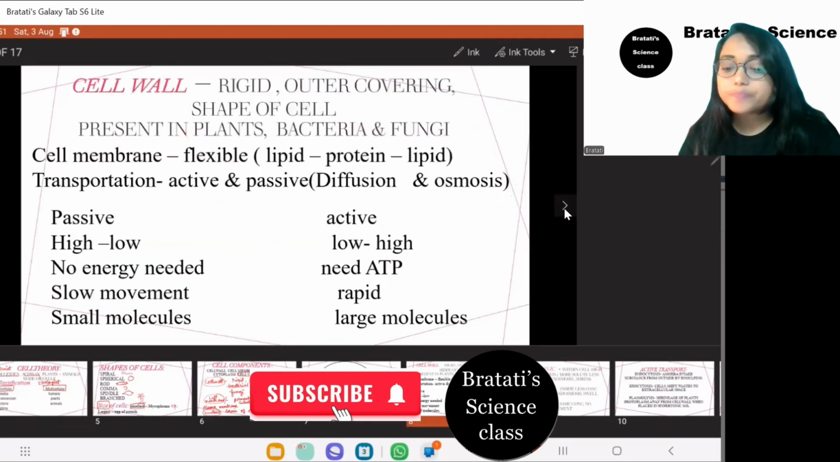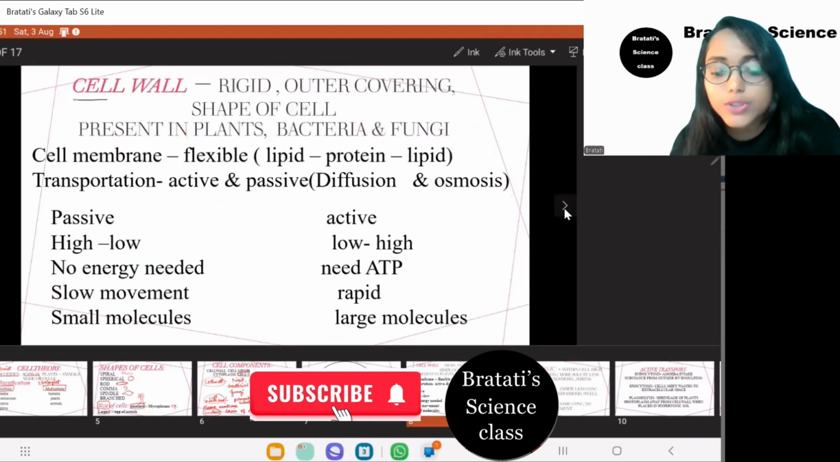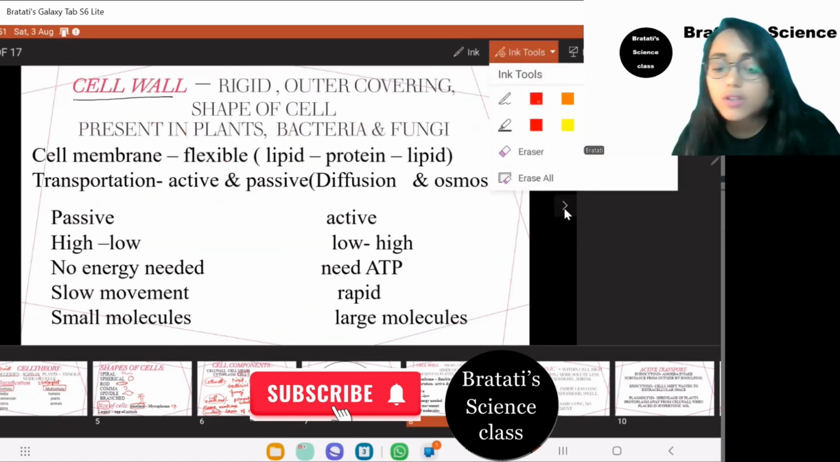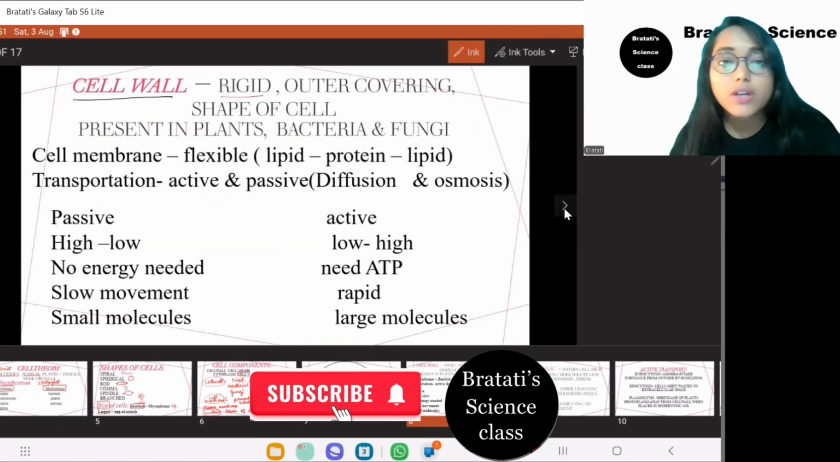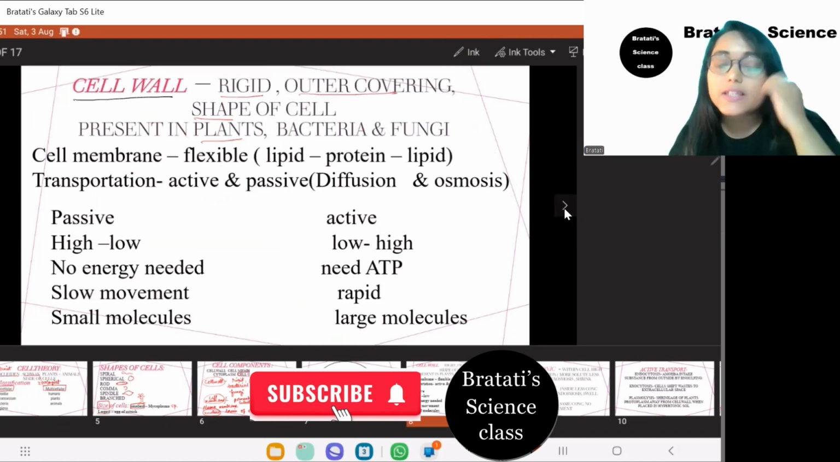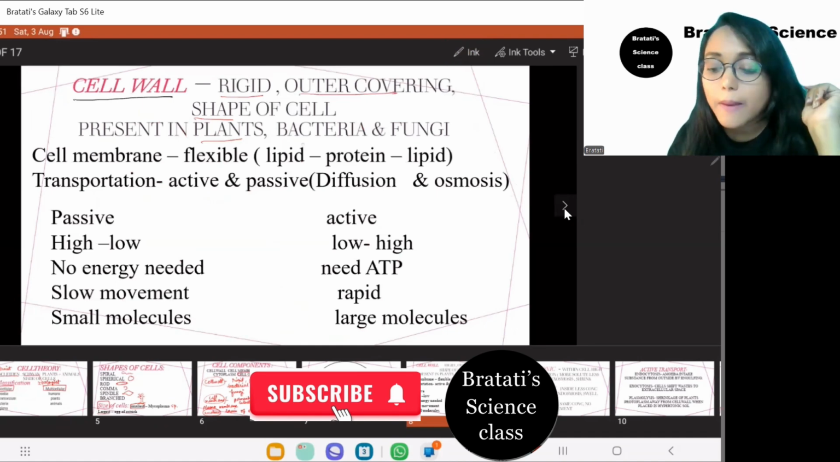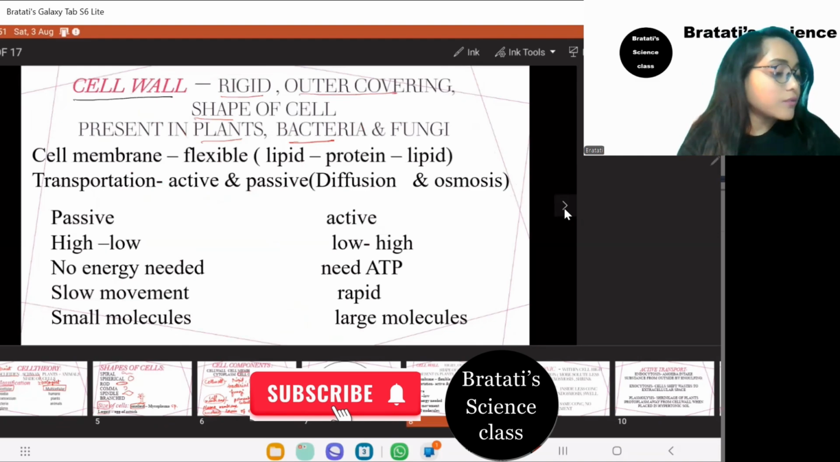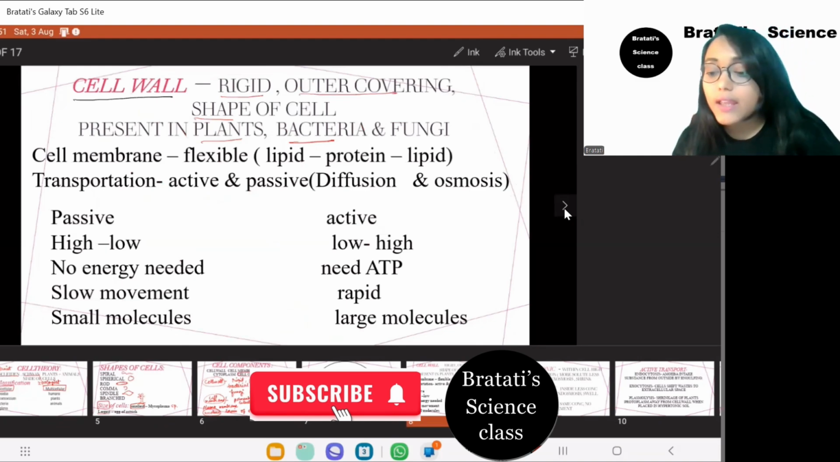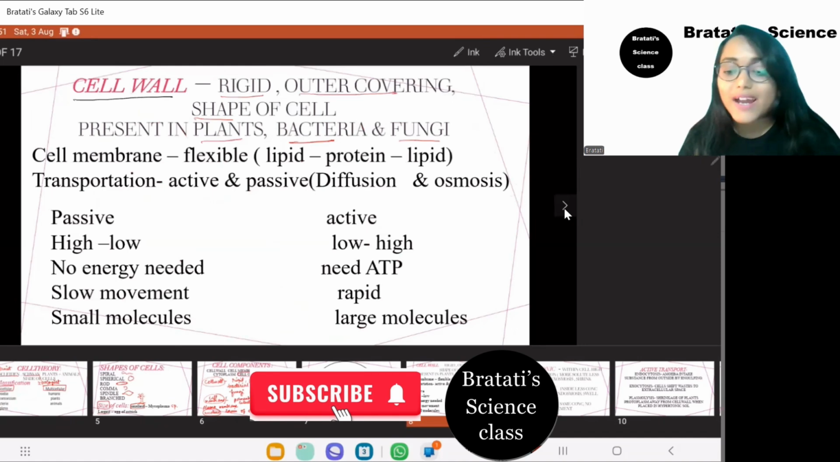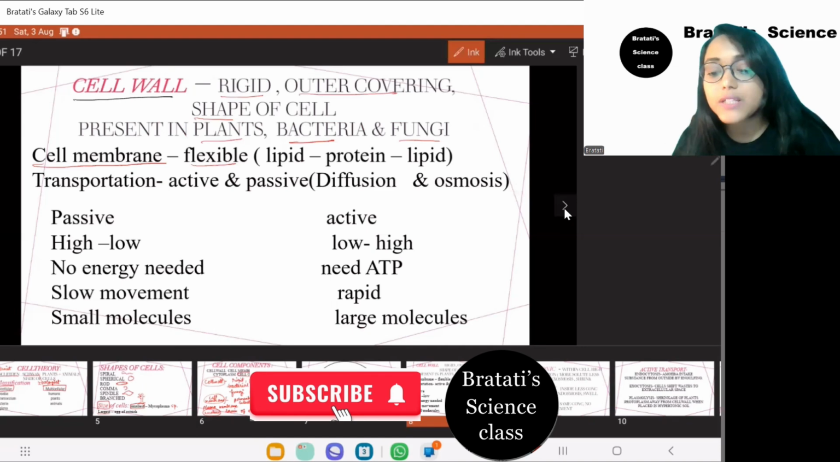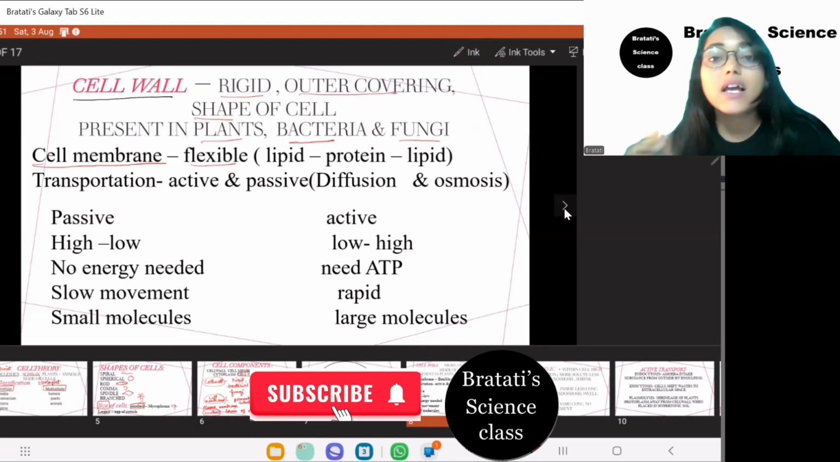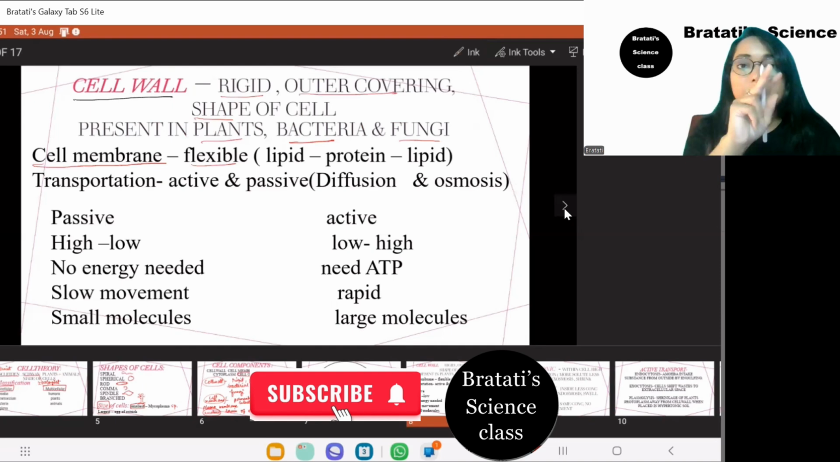So this is the cell. Now cell wall, as I told you, is a rigid, dead, outer covering which decides the shape of the cell. It is present in plants in the form of cellulose, in bacteria in the form of peptidoglycan, and in fungi in the form of chitin. Now, cell membrane, as I said to you, is flexible, made of protein and lipid. This is how they form a bilayer: lipid, protein, lipid.